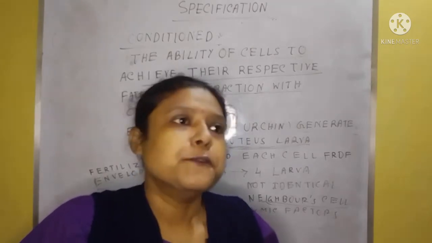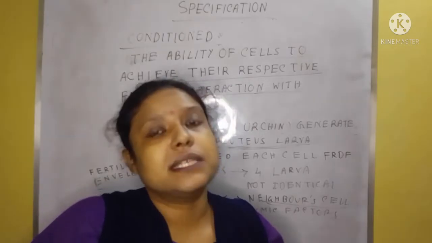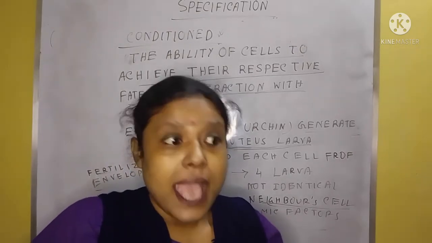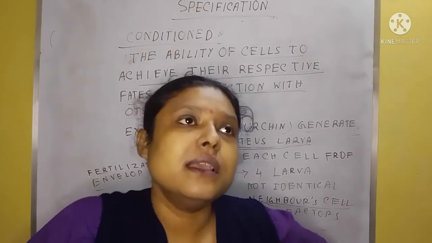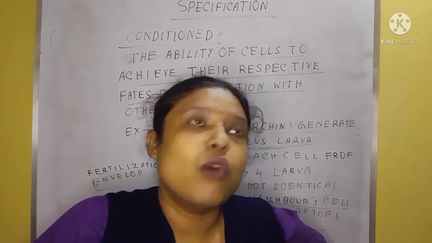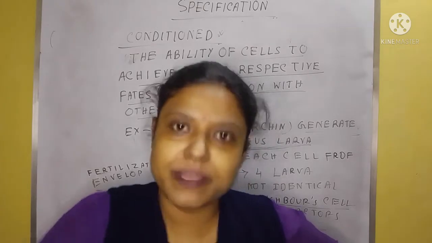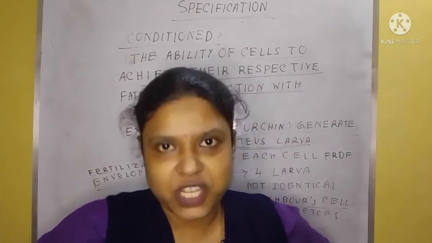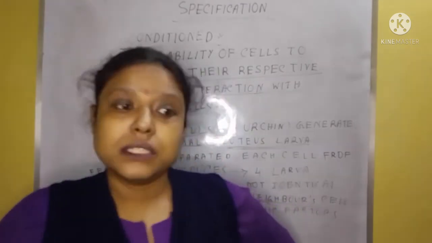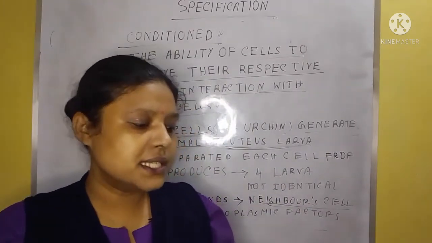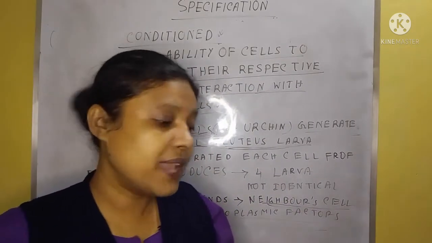The specification that occurs for this syncytial nucleus is known as the syncytial specification, and here we see that a morphogen, generally a diffusible substance, is very involved. Morphogen. Okay, let us learn this syncytial specification with a proper example.